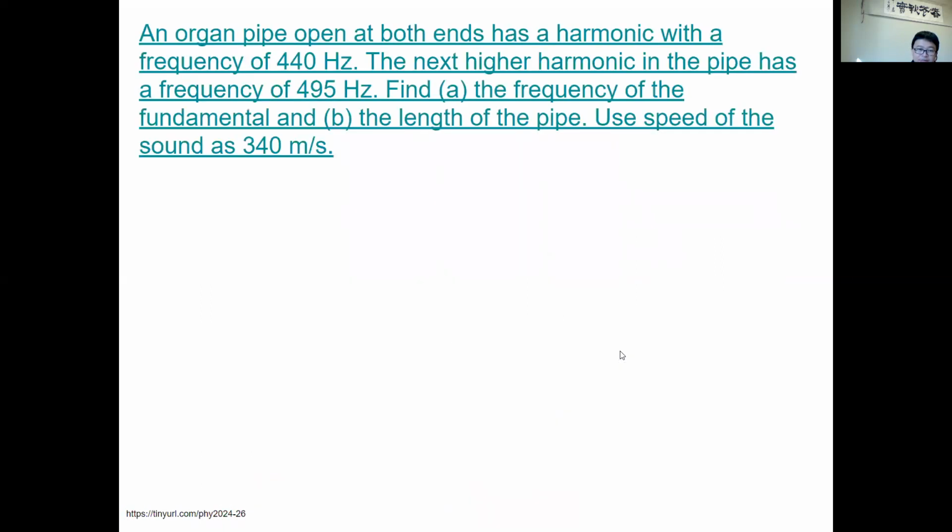Okay, so we were about to take a look at this problem here. This one says an organ pipe open at both ends has a harmonic with a frequency of 440 Hertz. The next higher harmonic in the pipe has a frequency of 495 Hertz. Find A, the frequency of the fundamental, and B, the length of the pipe. Use the speed of sound as 340 meters per second. The standing wave in the air column in the organ pipe is a sound wave, and sound in air at room temperature has a speed of about 340.